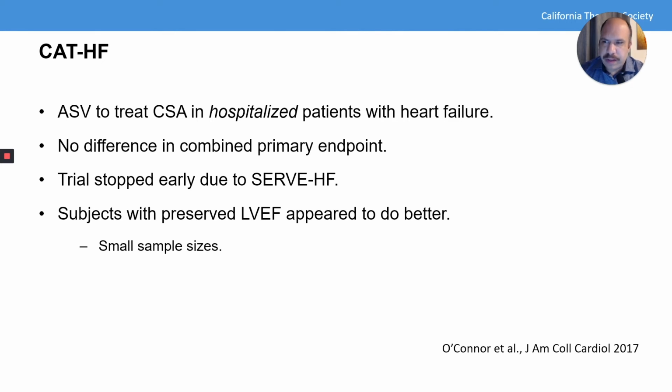There was another trial that was enrolling at the time that the SERVE-HF study came out, looking at the effect of ASV in hospitalized patients with heart failure. This is not only systolic heart failure, but systolic and diastolic. There was no difference in a combined primary endpoint, but the trial was stopped early due to the results of SERVE-HF. When they looked at a small number of patients that had a preserved LVEF, they actually appeared to do better with ASV. So I think there's still a lot up in the air as to how best to treat these patients.